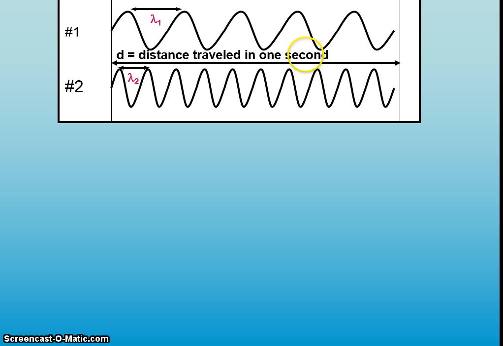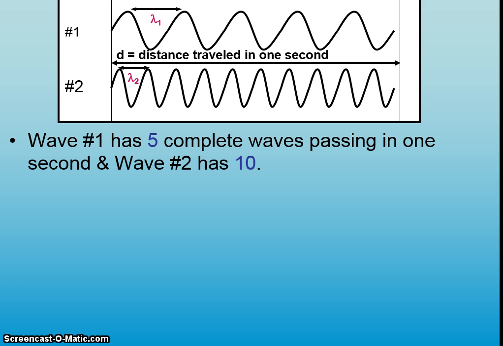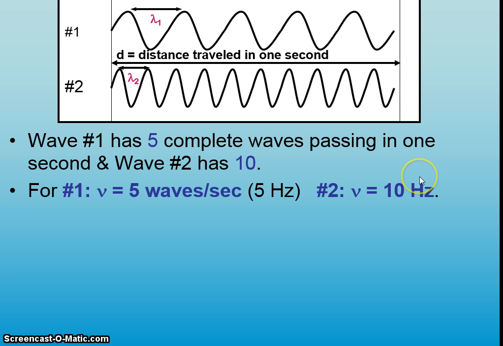So if we assume that the total distance that's shown here is 1 second, we could literally count how many waves passed in that 1 second of time. In our first one, we actually have 5. We could literally count out from here, that's 1, 2, 3, 4, and then 5. So there's 5 waves in 1 second, or that would be 5 hertz, or 5 seconds to the -1. The second wave has a shorter wavelength, but more waves pass in the same amount of time. It has a frequency of 10 hertz.